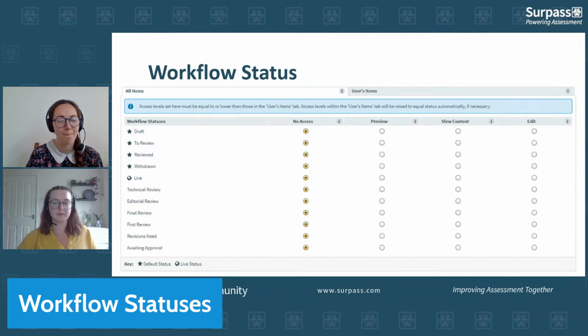Okay, so you've touched on greater controls there. How do workflow statuses work with roles and permissions in Surpass? So because you can define the level of access for each individual workflow status, it allows you to have a lot of control over what users can do in item authoring. And you can split that even further into items the user has created and items created by others as well.